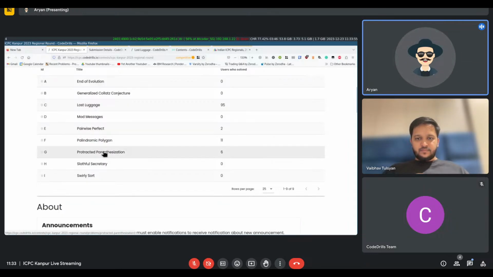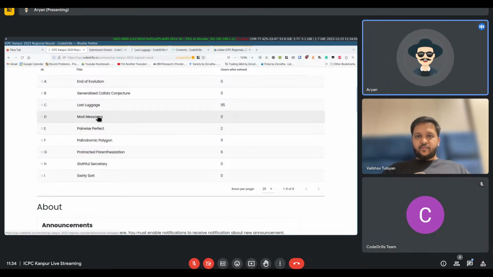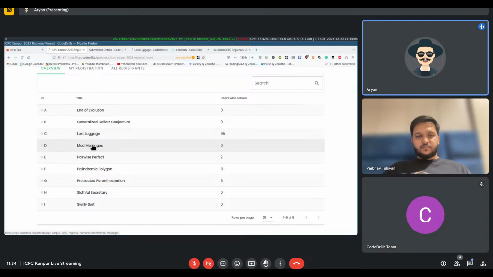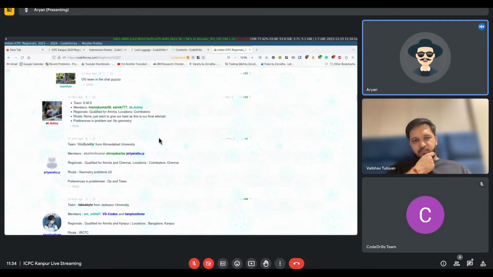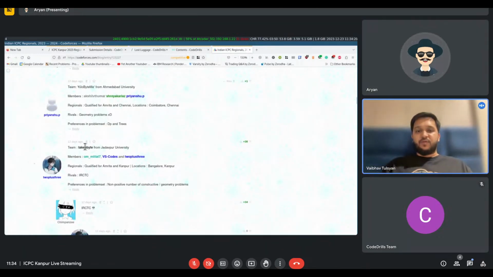So two geometry problems, and looking at the problem set, it looks like they would be among the first five problems. And then we have one tree problem, one graph problem, and one mathematics problem. Whoever said no geometry, the major takeaway looks like geometry and mathematics. Hopefully they can solve the second problem at least.